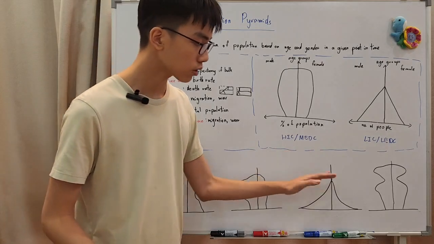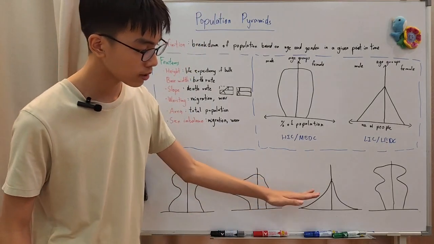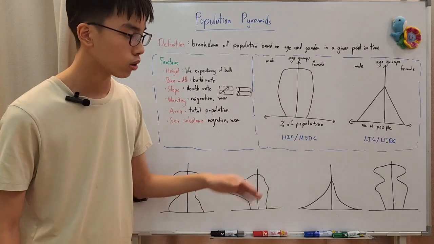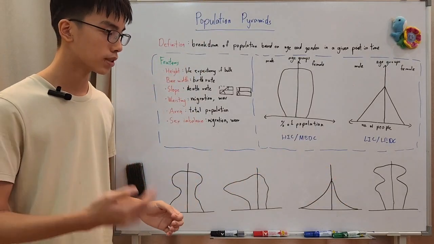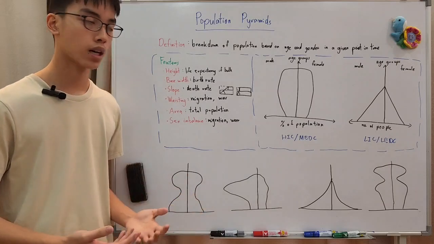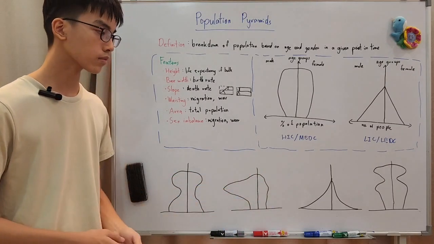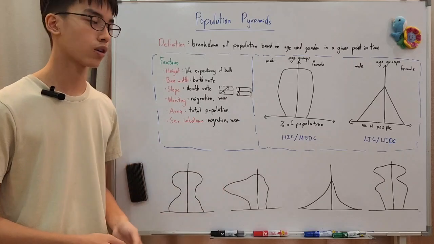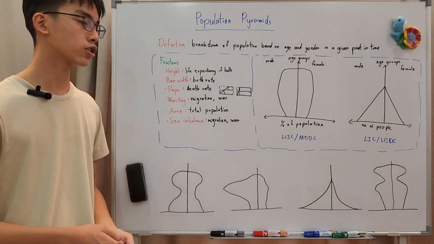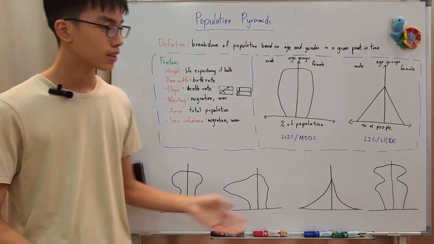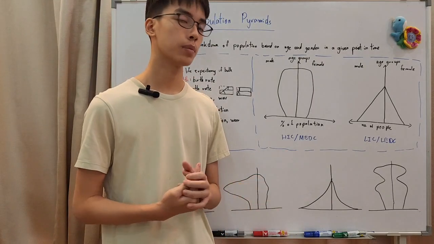As for this one, this represents countries like Niger. At the bottom, as you can see, is a concave shape, which means at the bottom the slope is flatter. That represents a high infant mortality rate because you have a lot of deaths in your younger years, as compared to your older years, which is generally steeper.